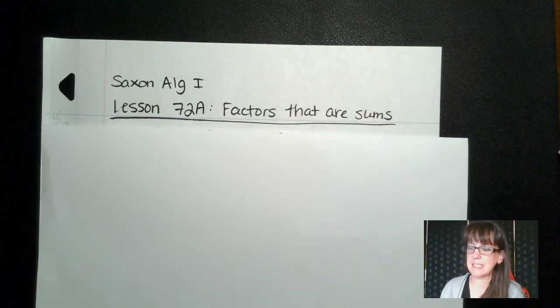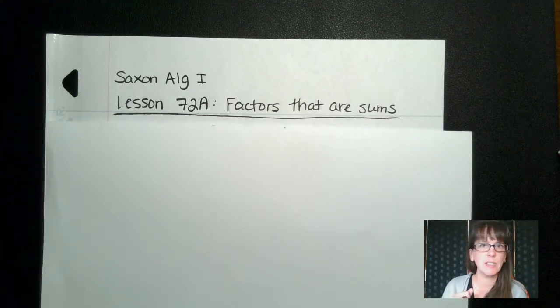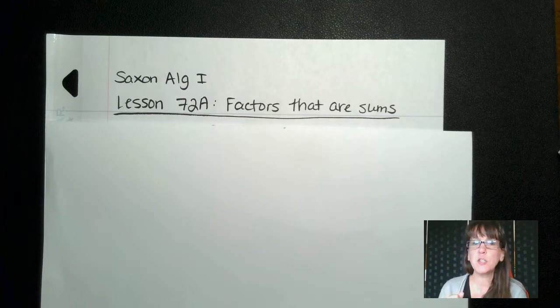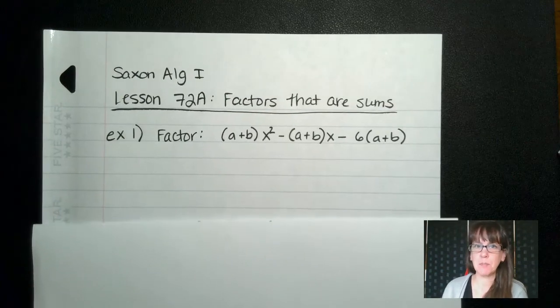We're talking today about Lesson 72, Saxon Algebra 1, 3rd edition. That's that orange book. Lesson 72A, so this is just the first part of the lesson. We're talking about factors that are sums. All right, let's take a look at this first example.